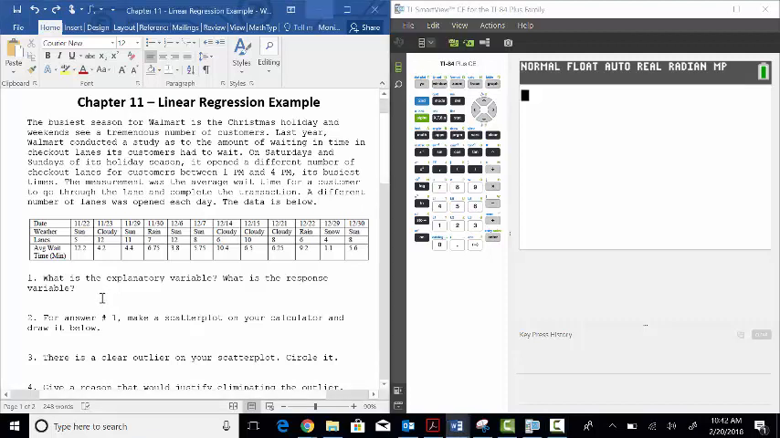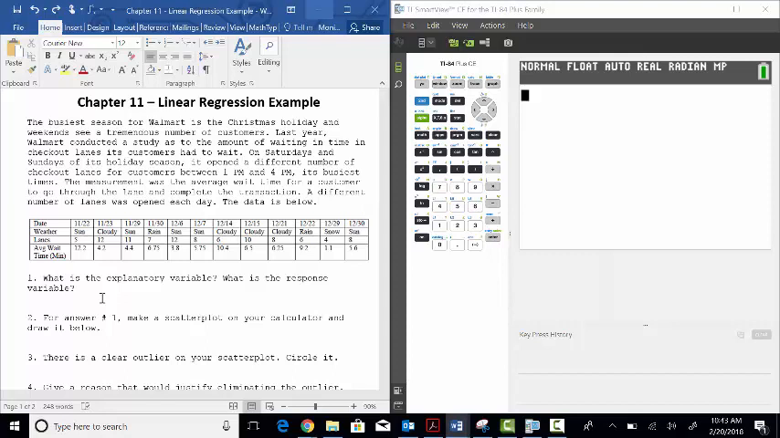All right, class. So here's an example of linear regression and how to use your calculator to get most of your answers. This is just a basic example I found regarding wait times and the number of lanes open at a particular Walmart. To start, it says the busiest season for Walmart is the Christmas holiday, and weekends see a tremendous number of customers.